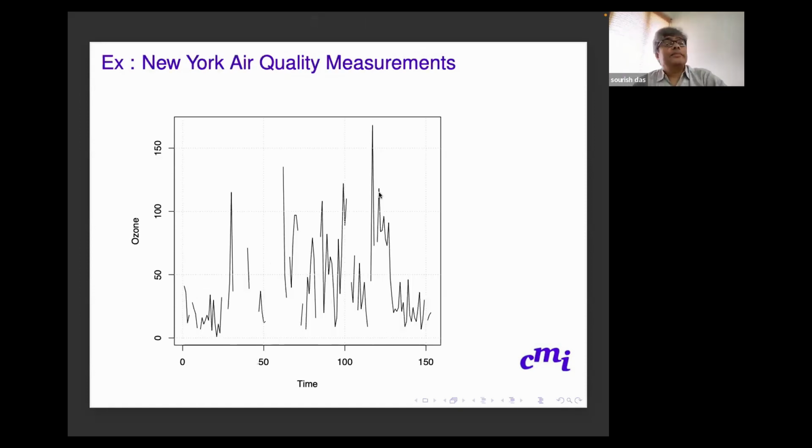Here is another data set, New York air quality measurements. You can see that as if the data set is being erased in the middle. It is not erased, it is missing data. You can often find time series data with lots of missing data. How to deal with the missing data is a big problem. I will deal with this issue at the end if time permits. Otherwise, I will just give it a go.